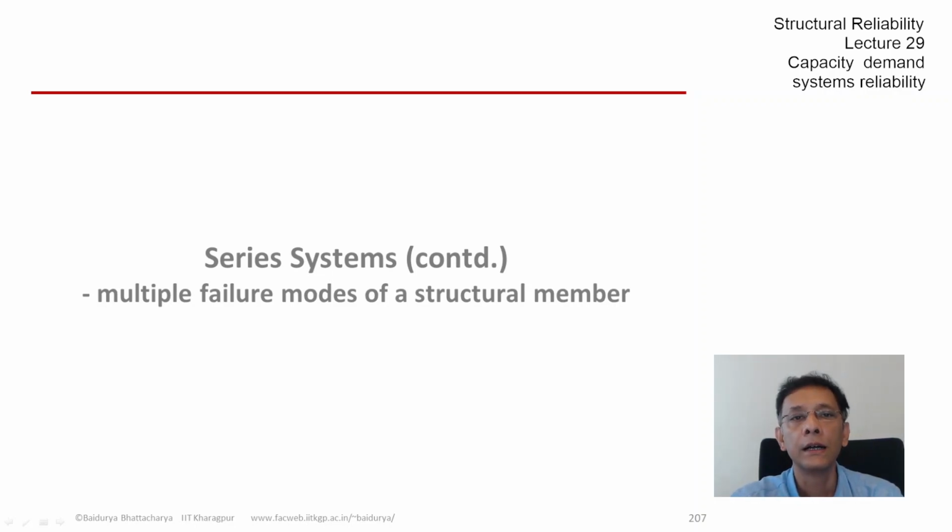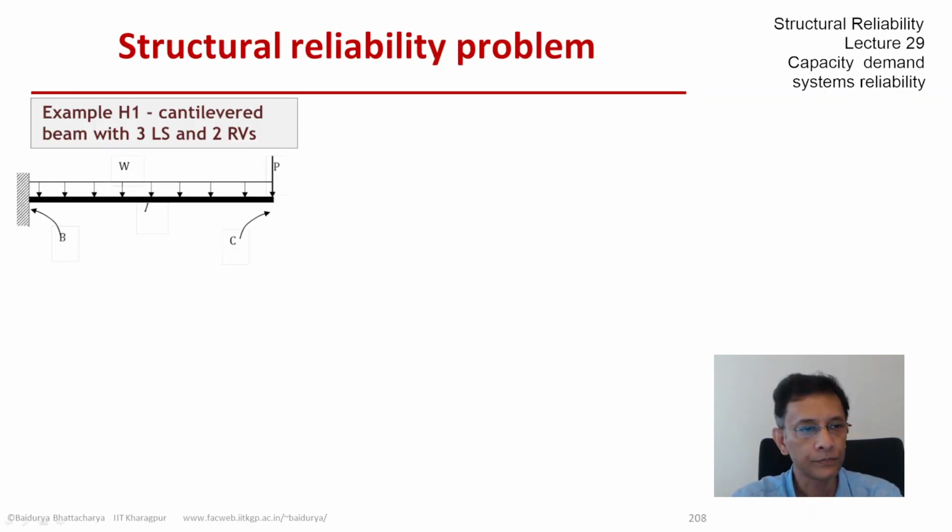As I mentioned, looking at series systems is not only instructive, but it's also very useful because many problems in structural systems reliability actually turn out to be series systems, if not physically, then at least logically. So with this lecture, we are going to look at one such situation where the logical arrangement of the system is a series. We have a very simple structural member, a cantilevered beam, and it has 3 failure modes.